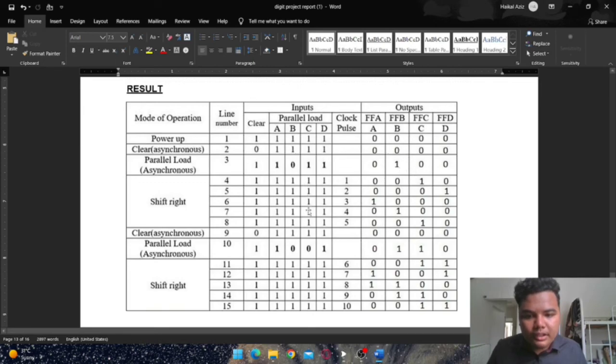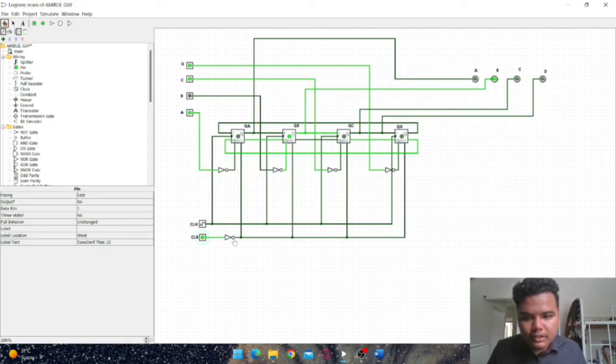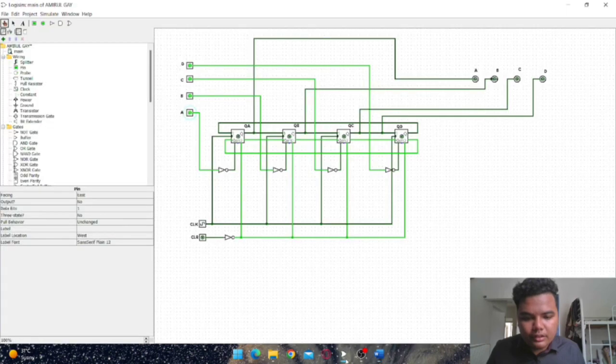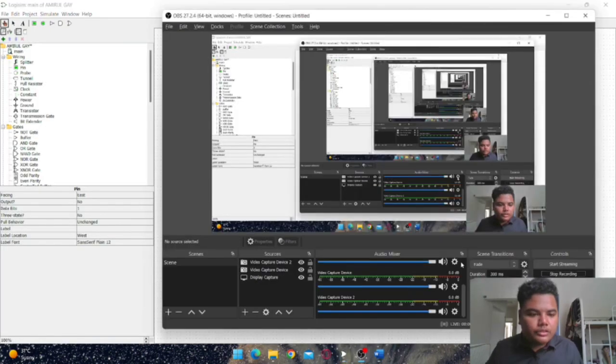Let's try another one, the clear asynchronous. Try it again. Clear asynchronous, 1, 1, 1, 1. So again, the output is 0, as you can see. Okay, so that's all for the Logisim, and thank you.